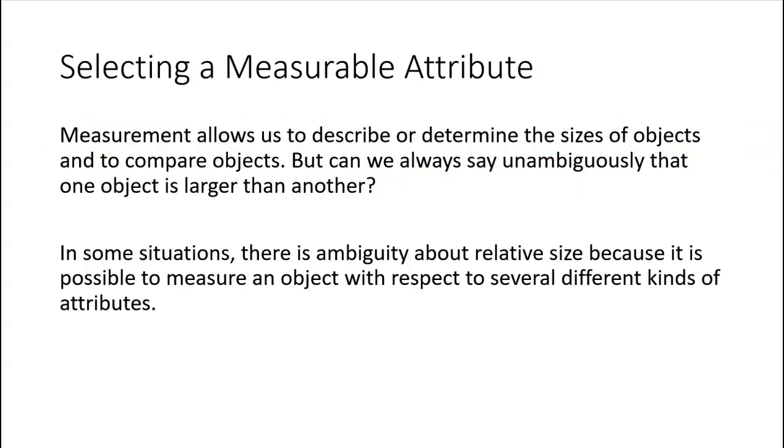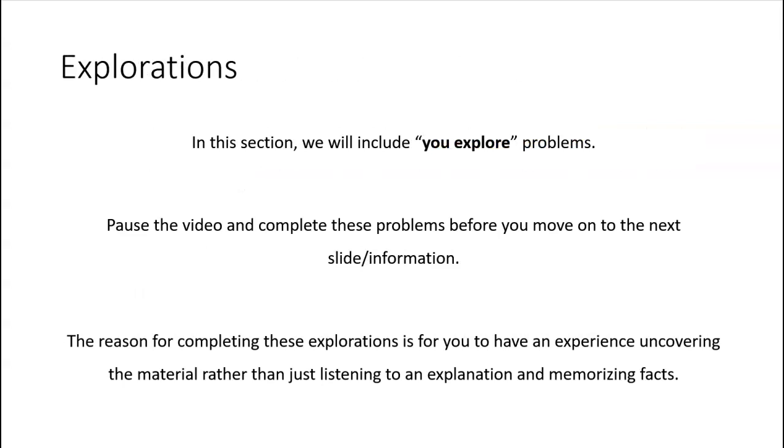So measurement allows us to describe or determine the size of objects and then also to compare them. So we want to determine the size and compare. But can we always say unambiguously that one object is larger than another? In some situations, there is ambiguity about relative size because it's possible to measure an object with respect to several different kinds of attributes.